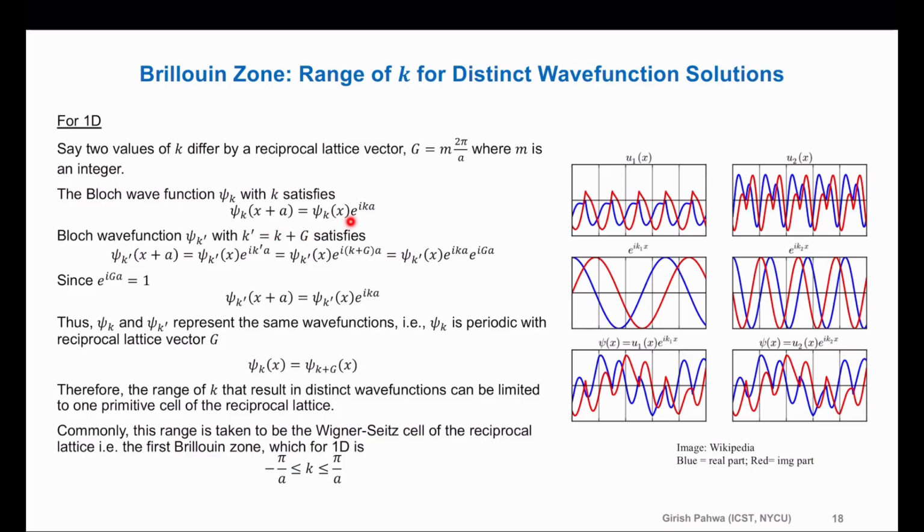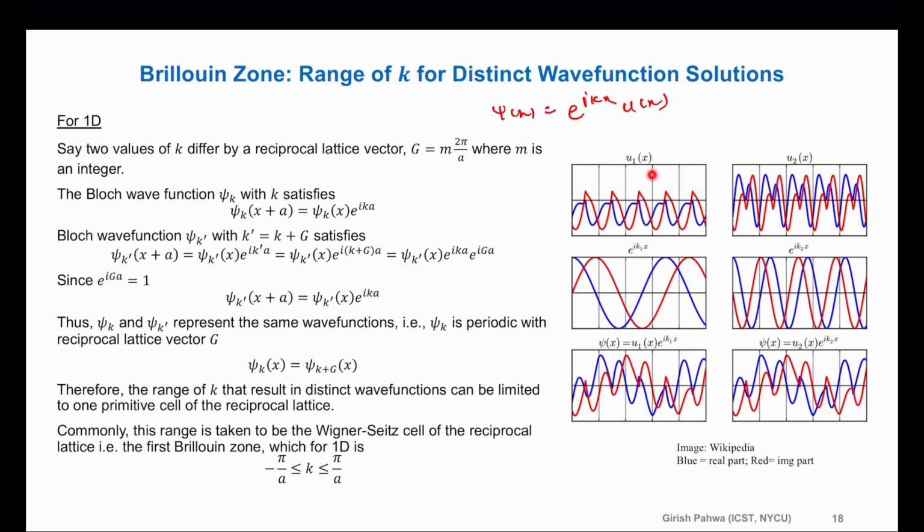Psi of x plus a is psi of x into e to the power iota ka. But you can also use the other definition of the Bloch theorem. This one: psi of x is equal to e to the power iota kx into u of x. So I'm just trying to show here that, say you have psi 1 corresponding to k and psi 2 corresponding to k dash, right? So you will have u1 of x, which is periodic, you can see that. And u1 of x, by the way, can be a complex number, so you have a real part and an imaginary part. The blue is the real part, red is the imaginary part.